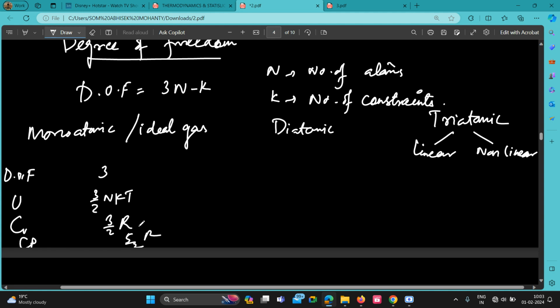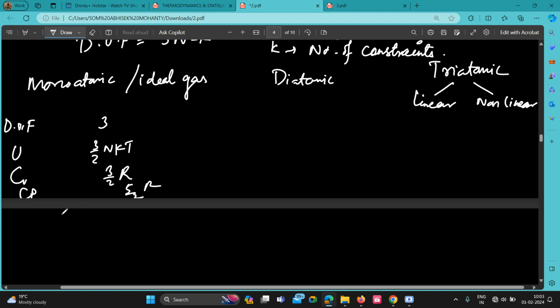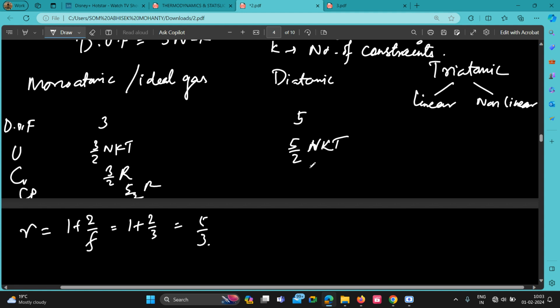Gamma is actually 1 + 2/f. So 1 + 2/3, that is 5/3. Again for diatomic gas, the degree of freedom is 5. U becomes 5/2 NkT, Cv becomes 5/2 R, Cp becomes 7/2 R. And gamma is also Cp/Cv, you can write that instead of 1 + 2/f. That is 7/5.